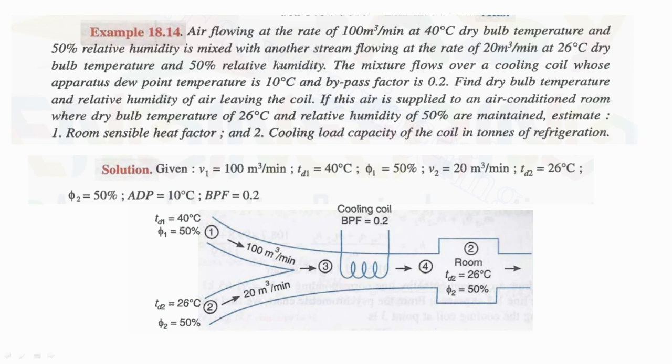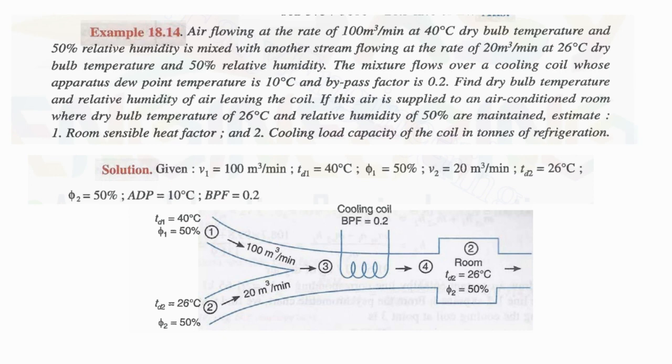Air flowing at the rate of 100 meter cube per minute at 40 degrees Celsius dry bulb temperature and 50% relative humidity is mixed with another stream flowing at the rate of 20 meter cube per minute at 26 degrees Celsius dry bulb temperature and 50% relative humidity. Here two streams are given. One has a flow rate of 100 meter cube per minute, temperature of 40 degrees Celsius and relative humidity of 50%, and the second stream has a flow rate of 20 meter cube per minute and temperature of 26 degrees Celsius. Now these two streams are mixing.